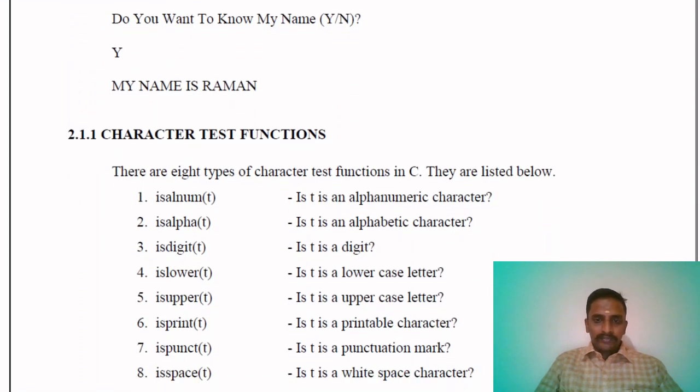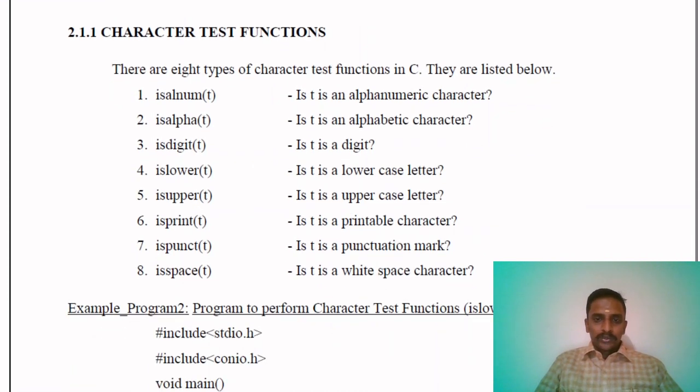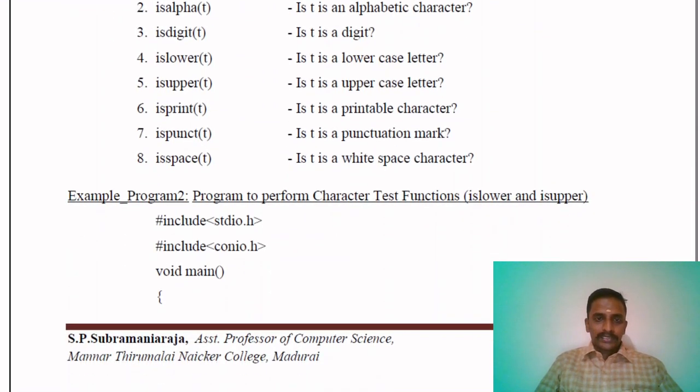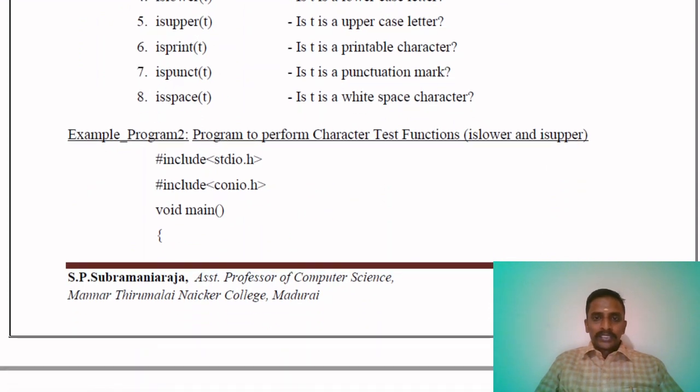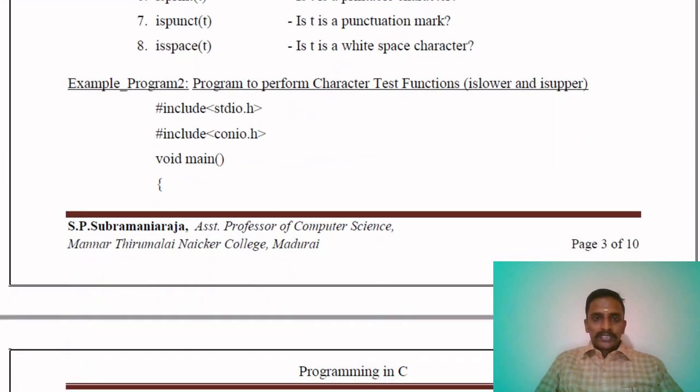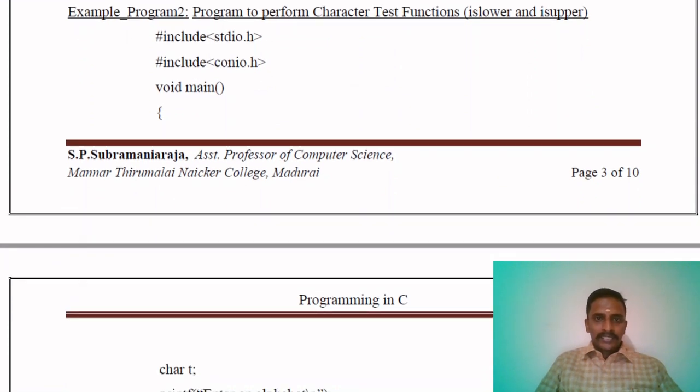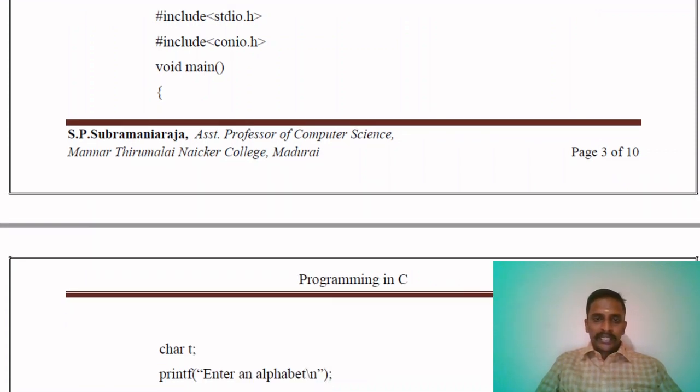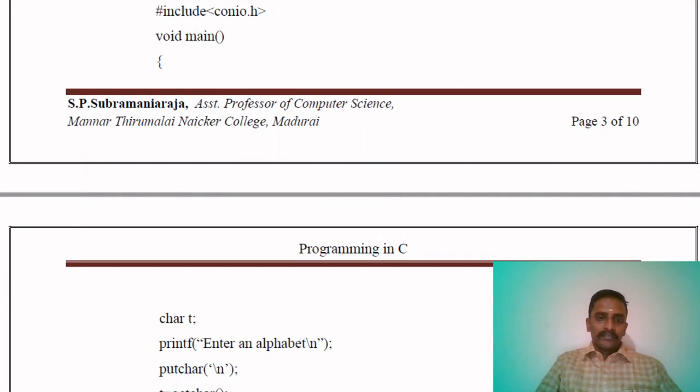For example, we will discuss a program for character test functions. Here is the program which uses the islower and isupper character test functions. The usual things, that is #include stdio.h and #include conio.h, are specified at the top of the program, and void main. Next, we are declaring variable t as a character data type. Next, "Enter an alphabet" will be printed on the screen.